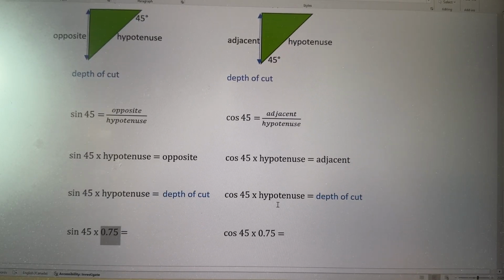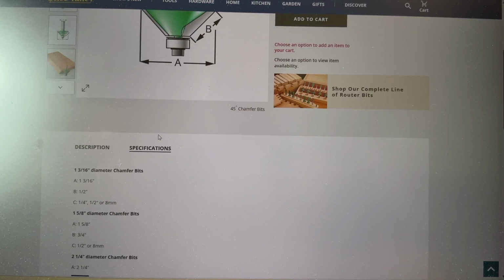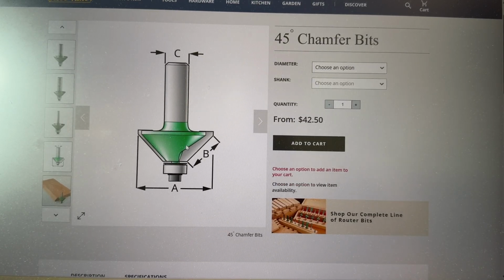So that's how the math goes. It's fairly straightforward, and I wish they listed it here. I don't know why it's not done, but there you have it.